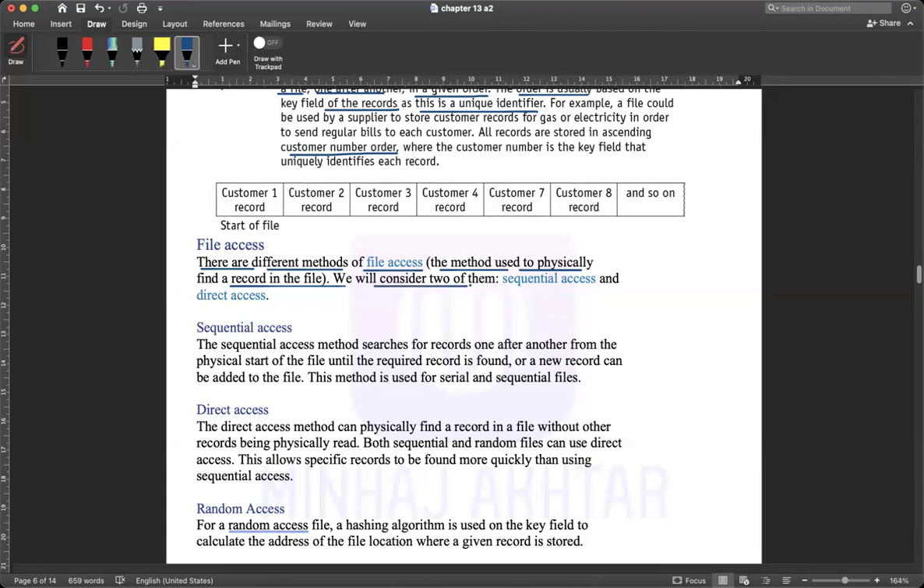So we will consider 2 of them, sequential access and direct access. If we need to access our file, we have 2 different strategies, sequential access and direct access. Let's see the first one, sequential access.